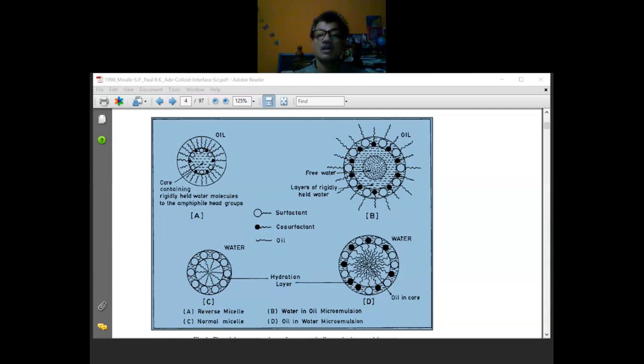Describe them. This is the most rigidly bound water. They are used up in hydrating the surfactant head group. Then there is a secondary layer, and the third one is the free water. They are the water molecules which are like normal water. How would I know? Only this water will melt at 0 degrees centigrade, not this one, not the water molecules which are used up in hydrating the surfactant.